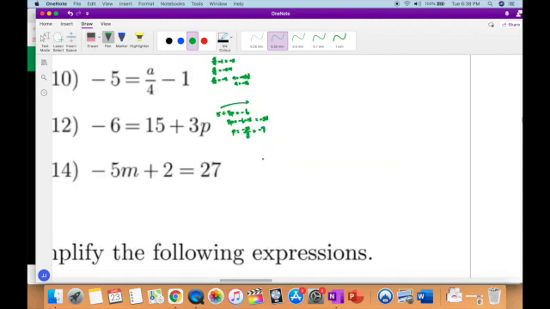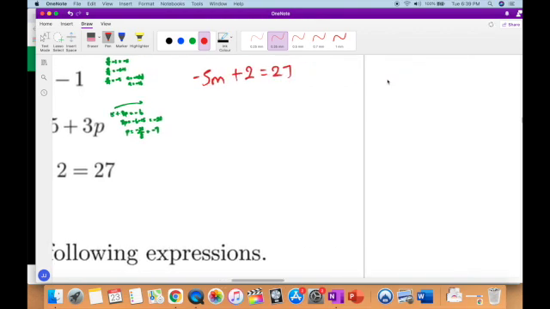Minus 5. So let me write it a little higher. Negative 5m plus 2 is equal to 27. Negative 5m is equal to 25. m is equal to 25 divided by negative 5, which is negative 5.